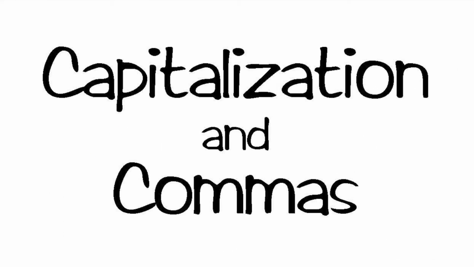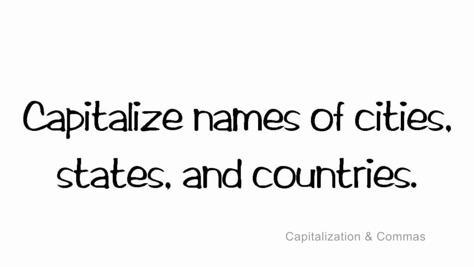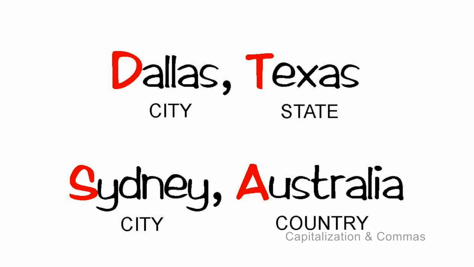Let's move on to our next topic, capitalization and commas. Capitalize the names of cities, states, and countries. So here we have an example. Here's Dallas, Texas. Dallas is a city and Texas is a state in the United States. Make sure that we capitalize the first letter of any city or state. So you can see that the D in Dallas and the T in Texas are both capitalized.